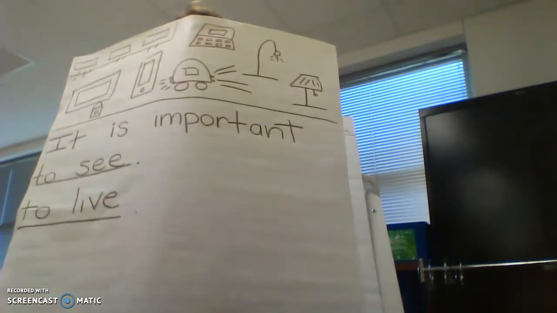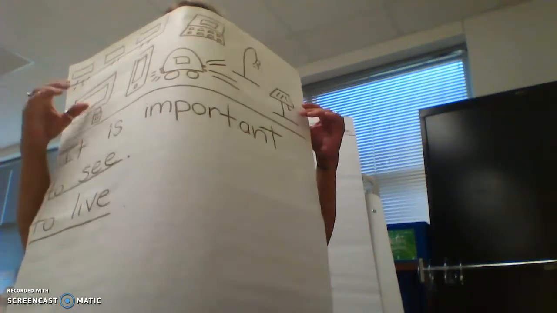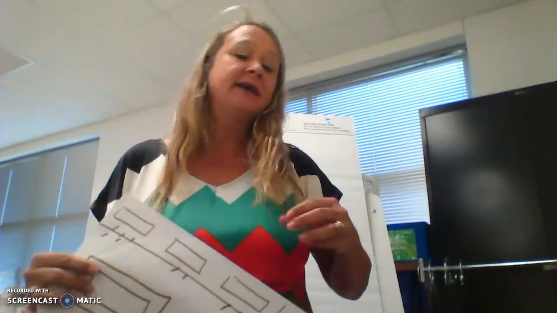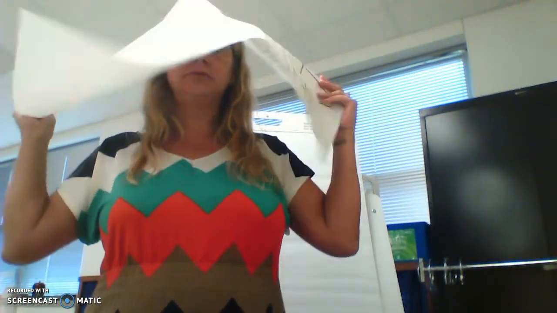Where is the paper? On my face, in front of my face. That's a preposition. On, in front of. Where is the paper now? On my head, over my head, on top of my head, stuck in my hair. Where is the paper now?